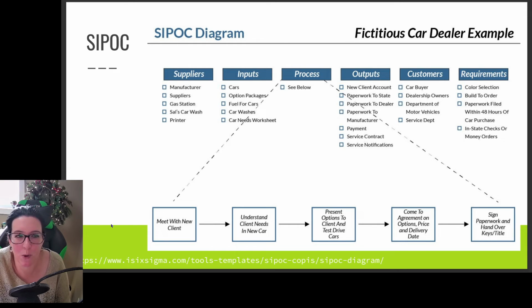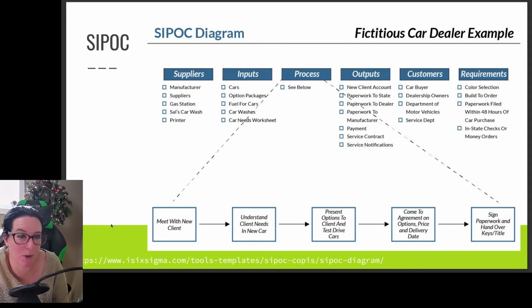Our input is going to be a car that is clean, that has fuel, and we may have some additional options packages that we're able to add to the vehicle. So then we have the process for selling the car, walking through our process flow diagram. And you'll notice that it's a simplified process flow diagram here. It doesn't have all the decisions and components, just to kind of outline the key steps.